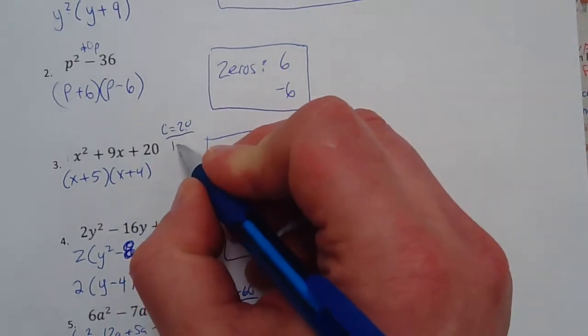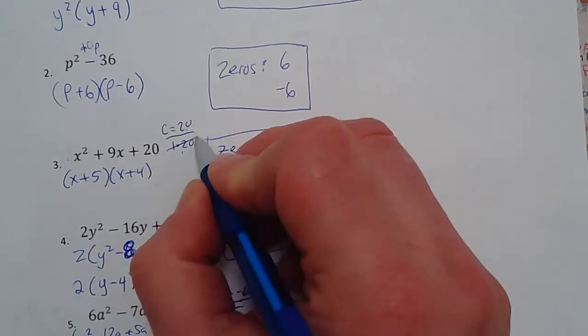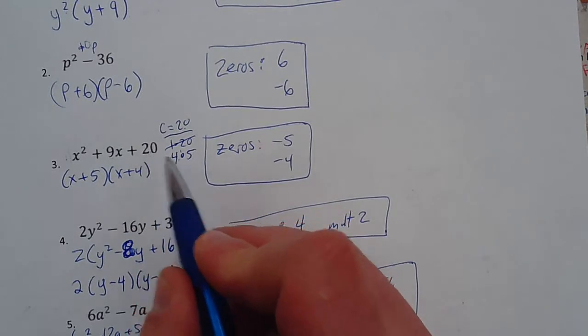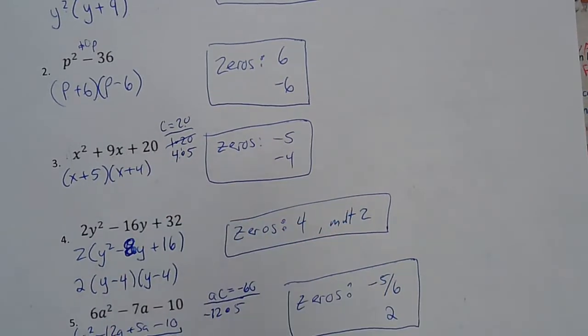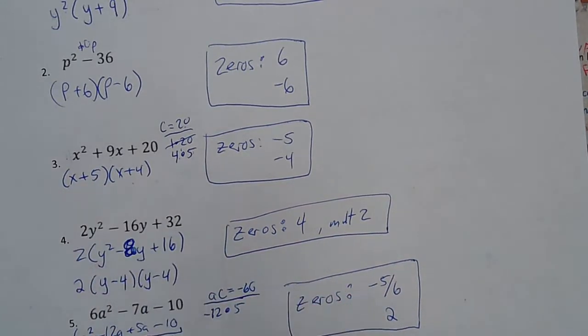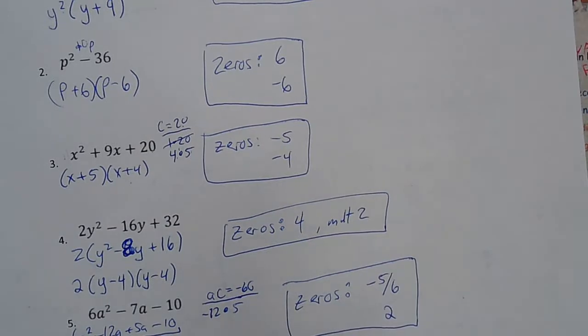So numbers like 1 and 20 are factors of 20, but that would add to 21, so it's too big. What ends up working here is 4 and 5, because 4 and 5 multiply to give me the 20, and they add to give me the 9. And so those are the two parts that make up the two factors, x plus 5 and x plus 4. Then the zeros are negative 5 and negative 4.